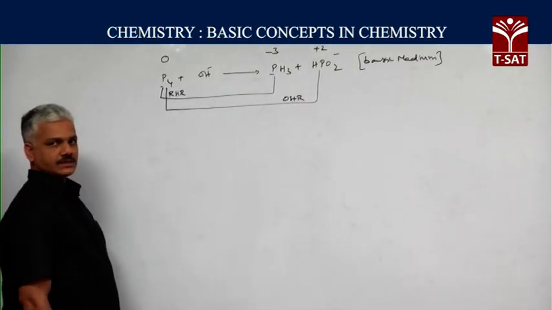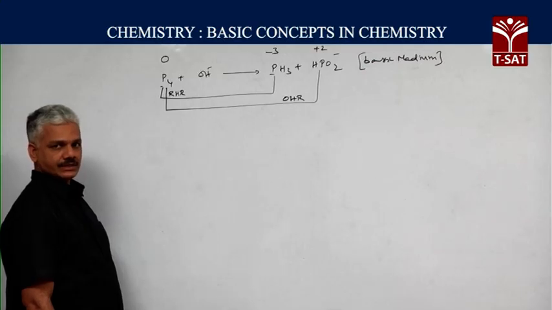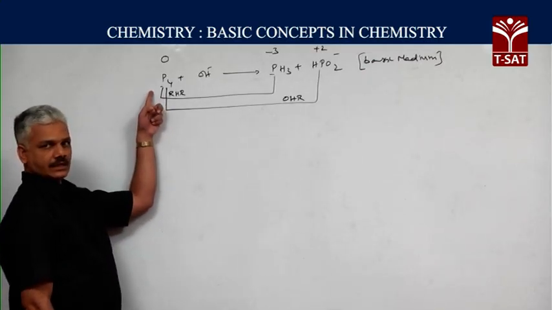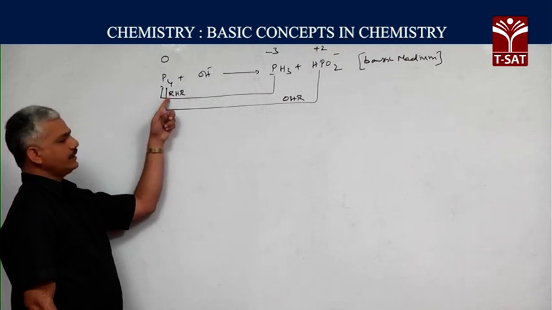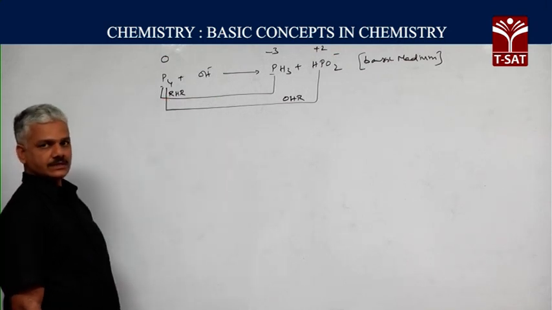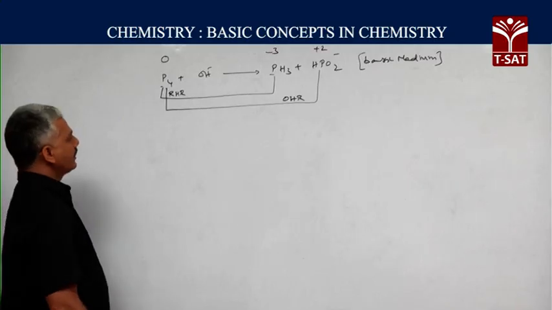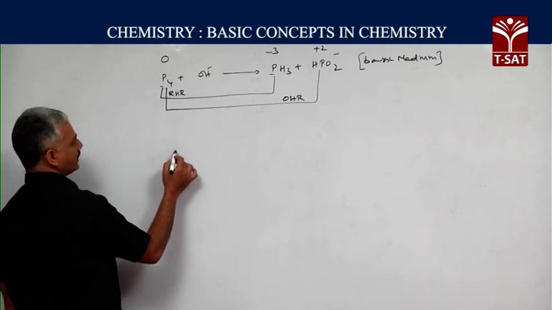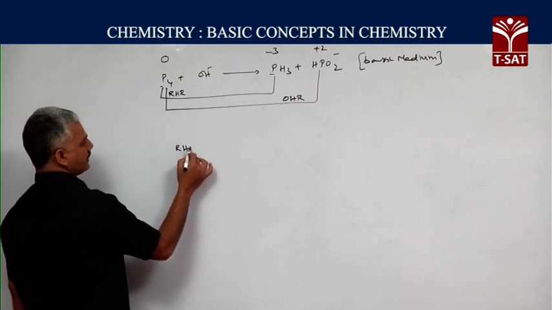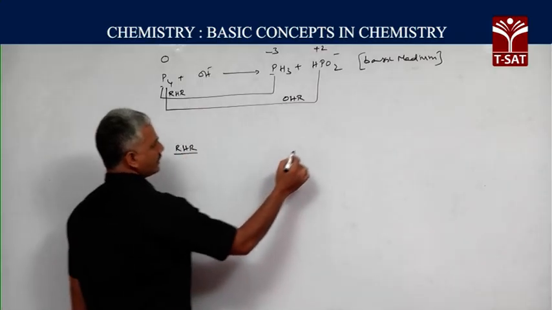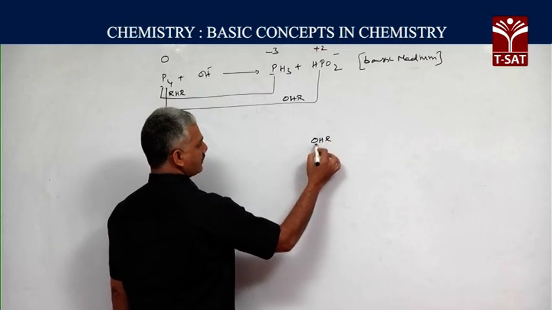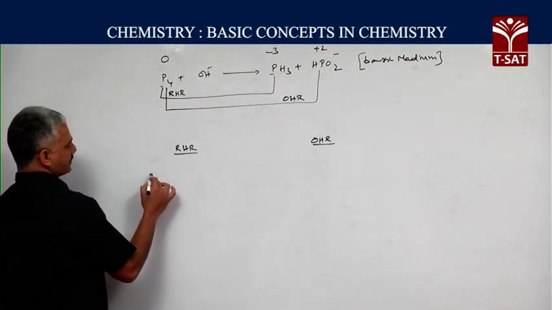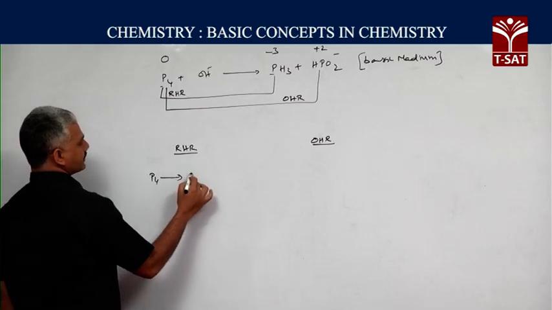Such types of reactions are known as disproportionation reactions, because the same substance on the reactant side is undergoing both reduction as well as oxidation. Now, divide the given equation into two half reactions, namely the reduction half reaction and the oxidation half reaction. The reduction half reaction is P4 gives PH3.